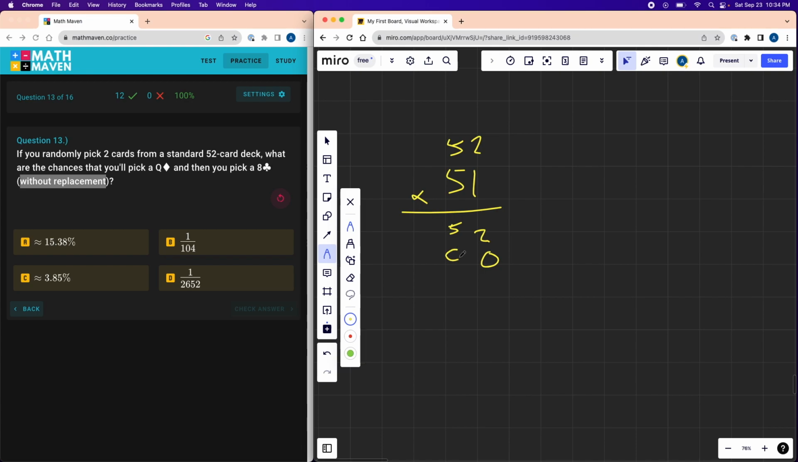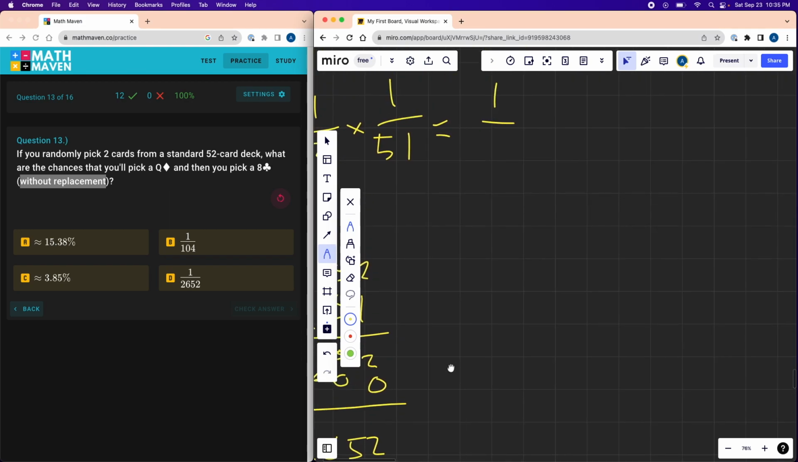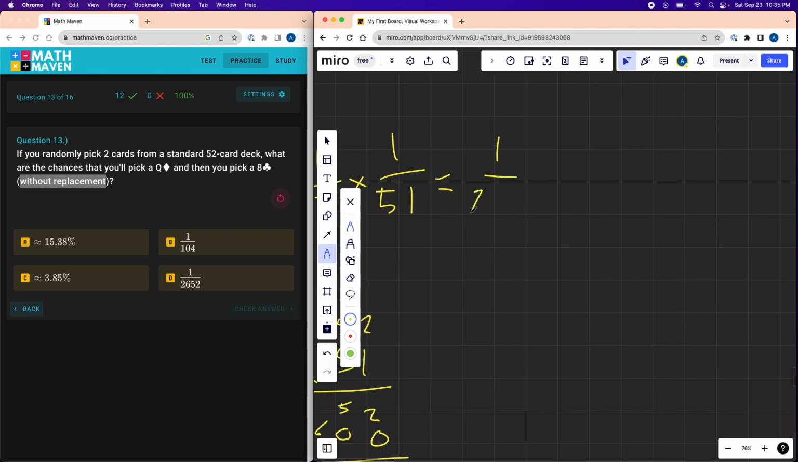5 times 2 is 10. 5 times 5 is 25, plus the 1 is 26. And then we add, that's just going to be 2,652. All right, so that's 2,652.